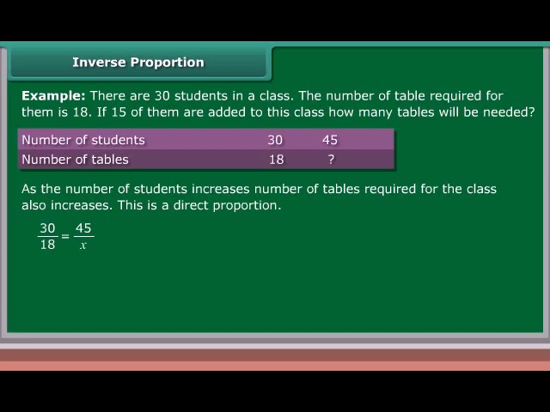30 upon 18 is equal to 45 upon X. X is equal to 45 into 18 upon 30, which is equal to 27. Number of tables required is equal to 27.